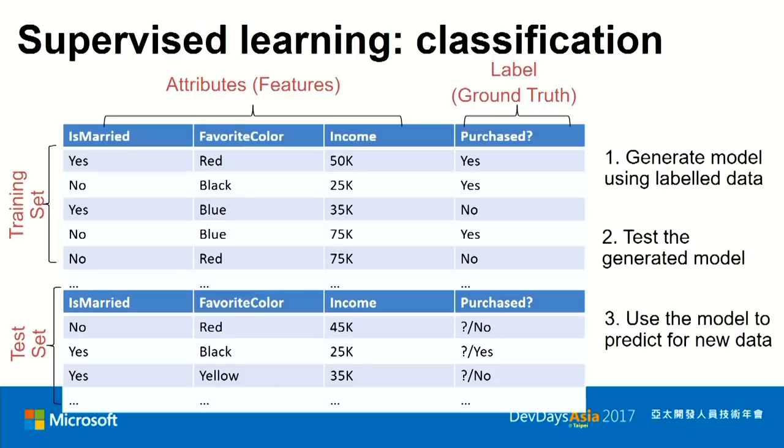Once again, it's supervised because we have historical data of people's marital status, favorite color, and income, and we know in the past if they purchased or not. Based on that data, we want to predict in the future, if we have someone in that situation, what do we predict about purchasing or not purchasing? Another thing I would point out here is that we have two data sets. One is called the training set, another one is called the testing set. I'll talk more about that in just a minute.